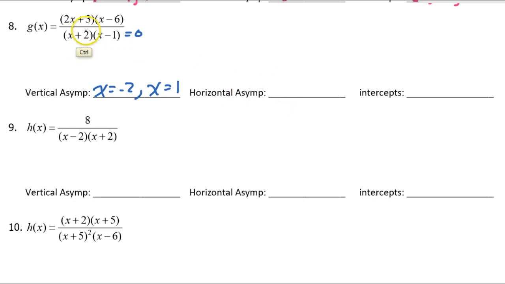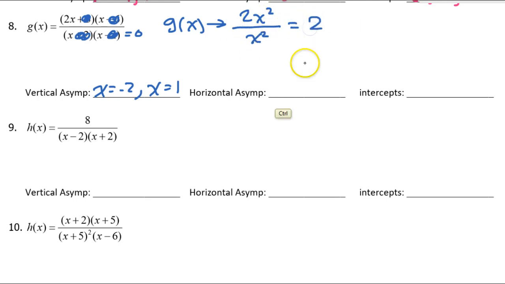All right, the horizontal asymptotes come from the end behavior. So as x gets bigger and bigger, the 3 and the -6 and the 2 and the -1 will become insignificant. So that's going to approach 2x squared over x squared. But those will cancel each other out, so that'll give me 2. So the horizontal asymptote is y equals 2.